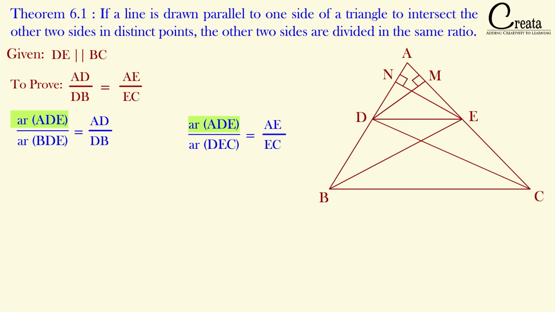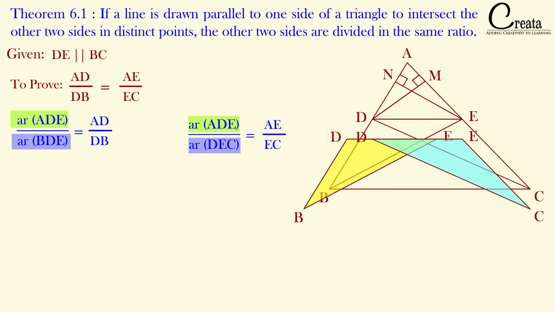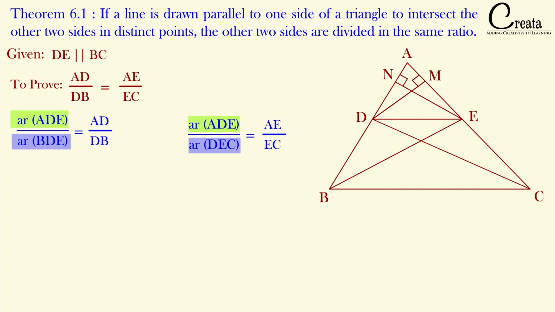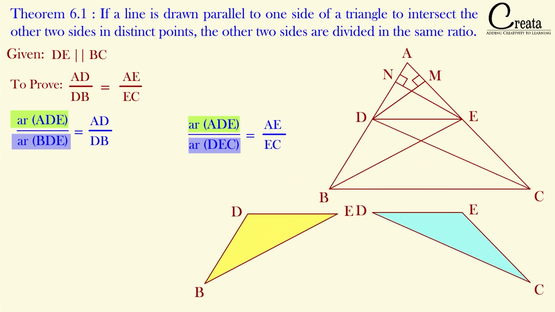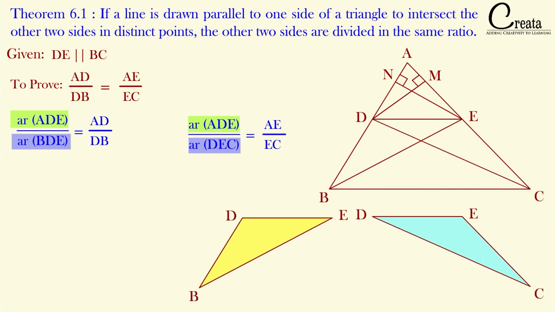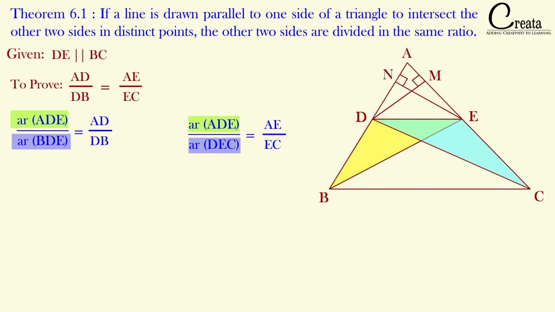Here ADE is common in both. If we somehow prove area of triangle BDE is equal to area of the triangle DEC, then we can say both of these ratios are equal, or AD upon DB is equal to AE upon EC, and our theorem can be proved. So can we say area of these two triangles are equal to each other? Observe. Take some time, pause the video and observe. Is area of both of these triangles equal to each other? Use the formula of area of the triangle and try it.